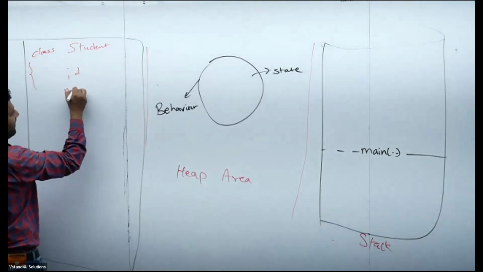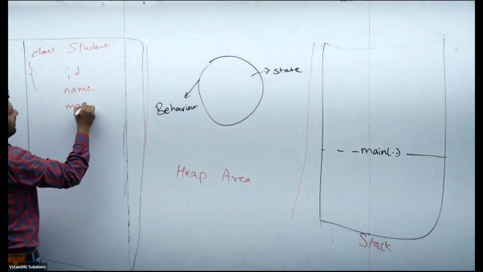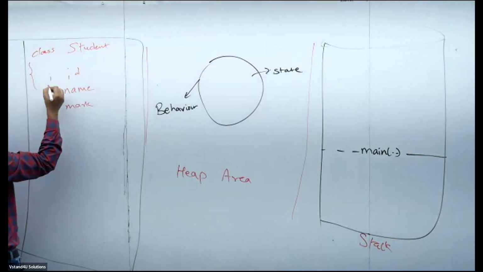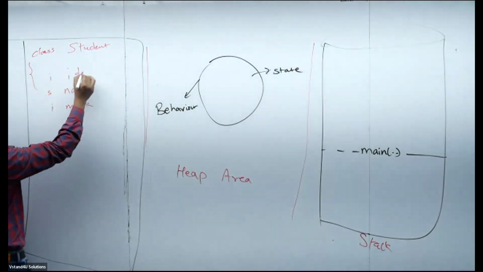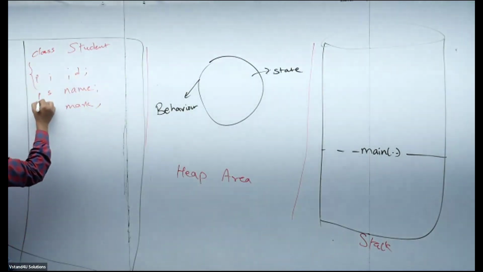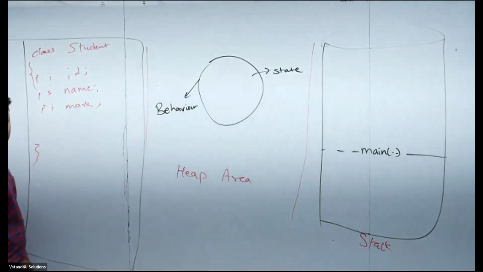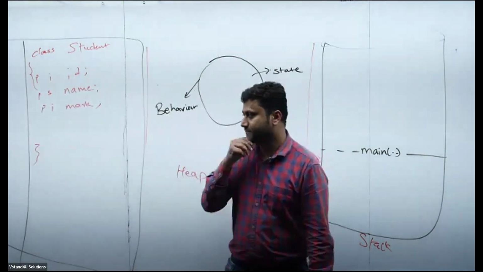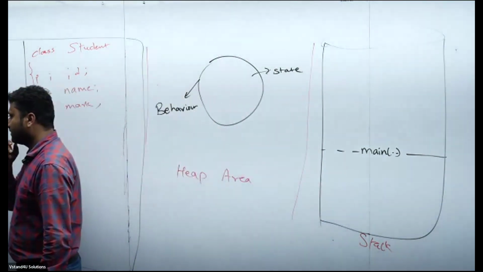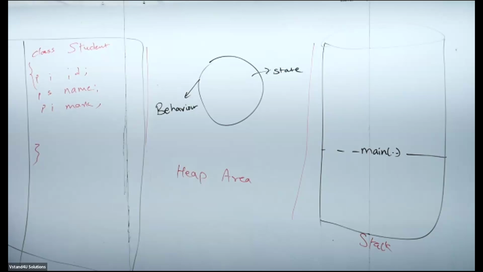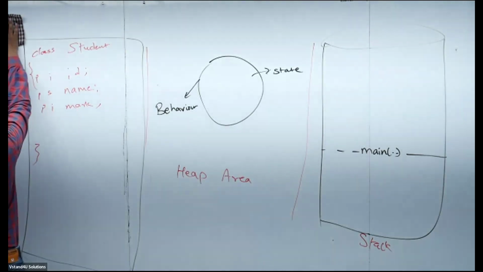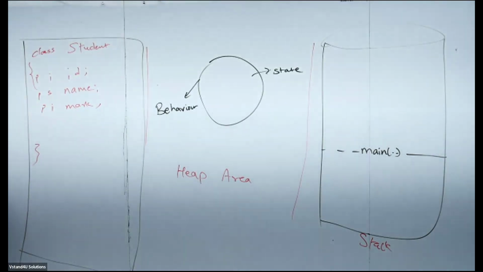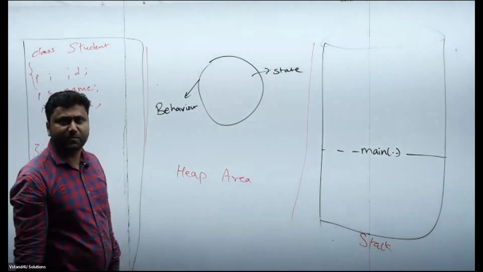ID, name, marks. I am not writing data types. Suppose integer, string, and integer. Agree? In the class, all the attributes have to be marked as private. Short form is enough. Before creating the object, I have to create the class. In the class, all the attributes must be marked as private.